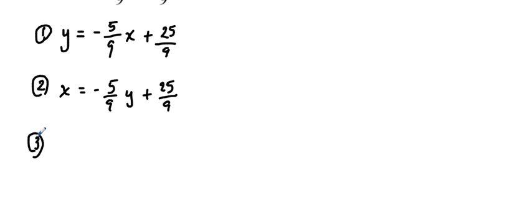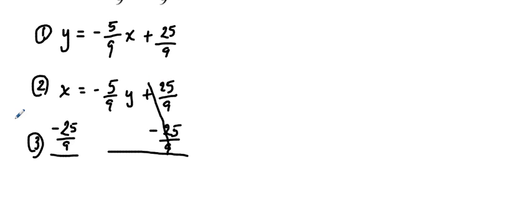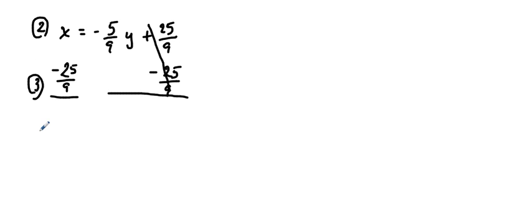In step 3, we are going to get actually y by itself. So let's go ahead first and subtract 25 over 9 from both sides of the equation. And of course, this becomes 0. On the left side, we have x minus 25 over 9. On the right side, we have negative 5/9 y after bringing this down.